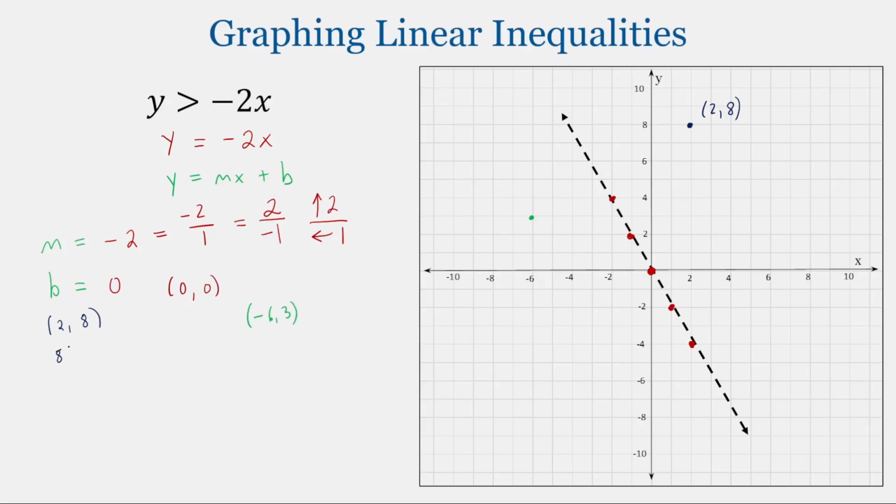So we have 8 greater than negative 2 times 2. 8 greater than negative 4. That's a true statement. Now we have a true statement, so this one should be false, but we're going to check it anyway, just in case we did our arithmetic wrong. So here we have 3 greater than negative 2 times negative 6. This is 3 greater than 12. And that is a false statement.